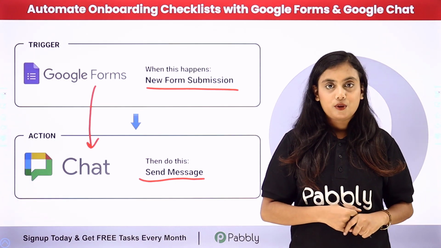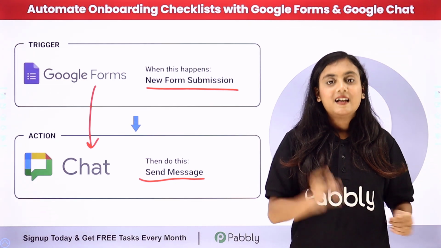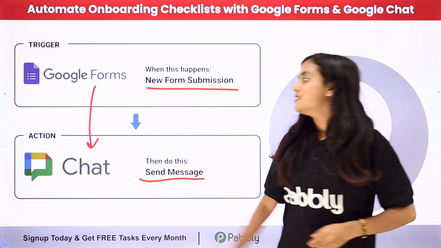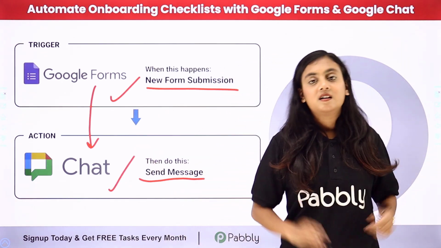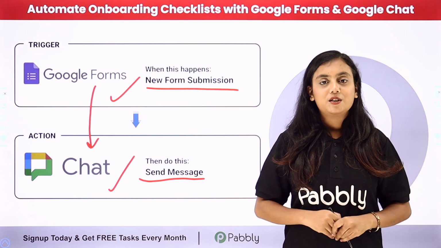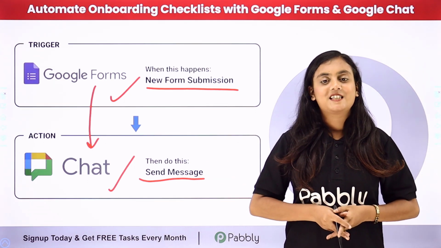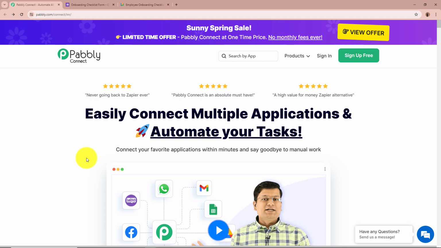Pabbly Connect runs on two concepts, that is trigger and action. In this process, my trigger application is going to be Google Forms and my action application is going to be Google Chat. If you want to learn how to do this automation, then let me take you all to my screen. In this video, we're going to learn how to automate onboarding checklist with Google Forms and Google Chats.